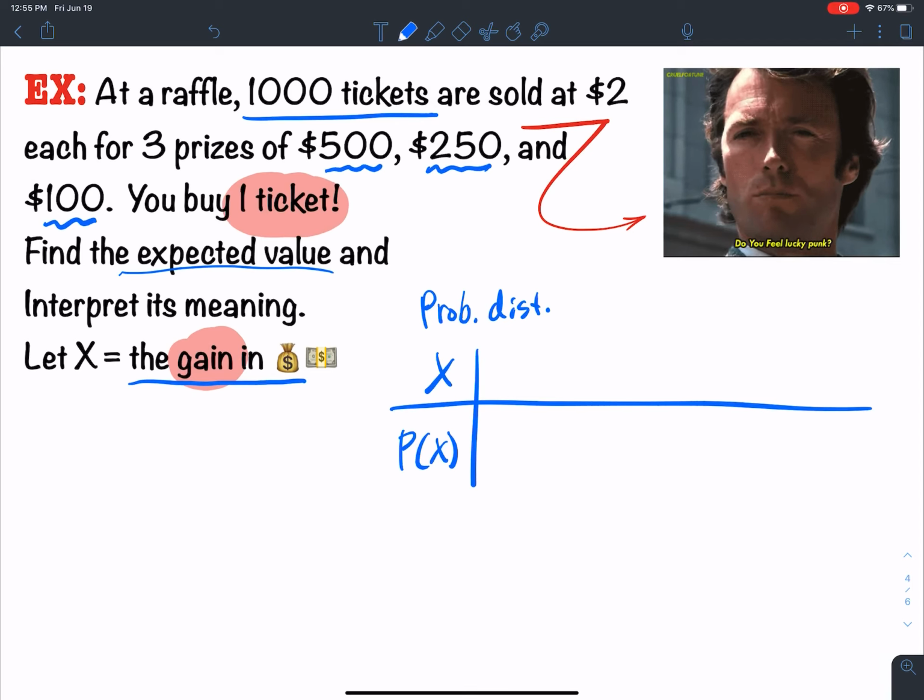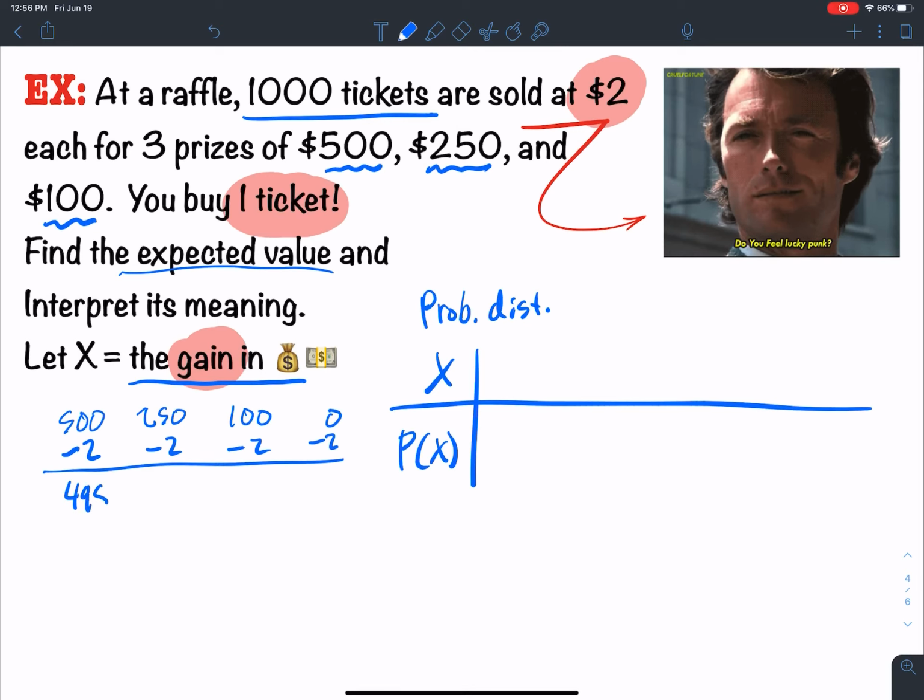So when I gain money, well, it takes money to make money, right? So you spend $2 to play, okay? So you're either going to be a $500 winner, a $250 winner, or a $100 winner, or you win no money, right? If it takes $2 to play, the gain is going to be what? The gain is going to be $498. It's going to be $248. It's going to be $98. And it's going to be -$2. Those are the people who lost their $2 and didn't win a prize.